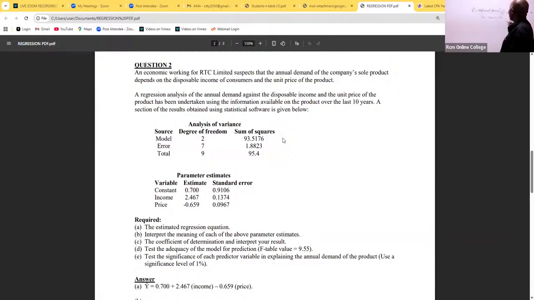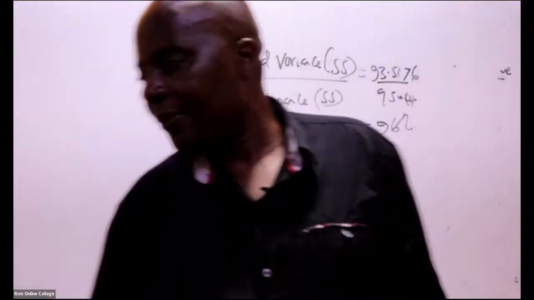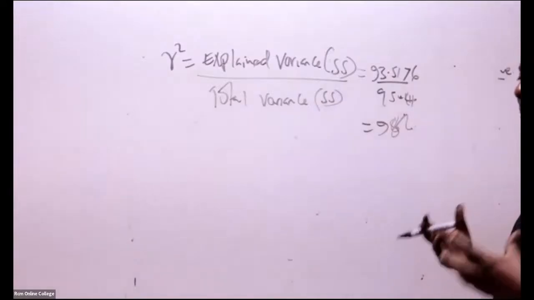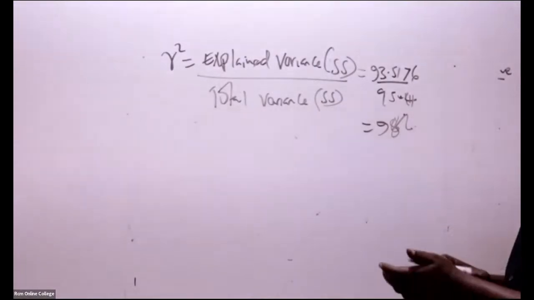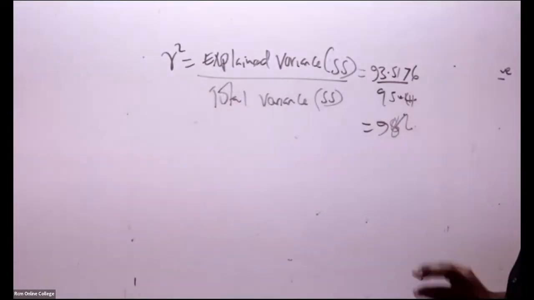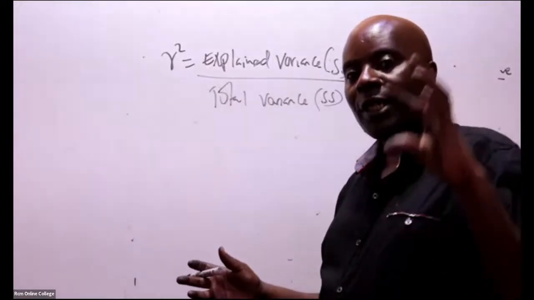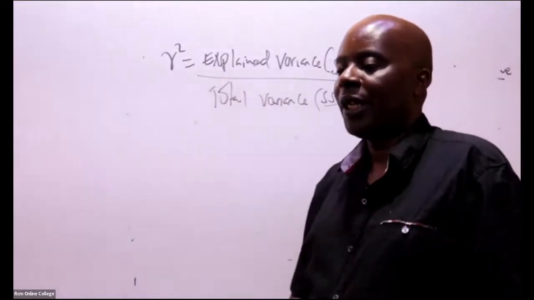95.4, like that. This is how they were able to get 90 what? Is it 96 or 98%? This is how they were able to get the 98%. So meaning that the explanatory power, the power of this model to explain variances, is very high. It's 98%. So it means that the income and the price can explain up to 98% of the changes in annual demand. And that is excellent. That's exceptional. Very good. Thank you very much.